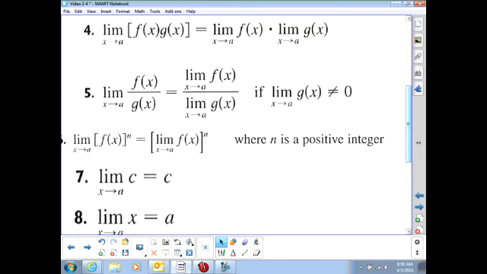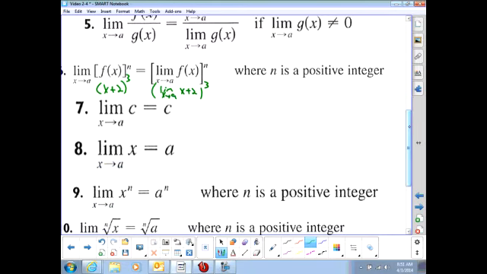In number 6, if we have a function that is raised to some integer, that's saying we could take the limit of the base function and just take our answer and raise it to that same power. So for example, maybe this was like x plus 2 to the third. We could take the limit as x approaches a of x plus 2, find what that answer is, and then raise that answer to the third afterwards. You'll get the same thing.